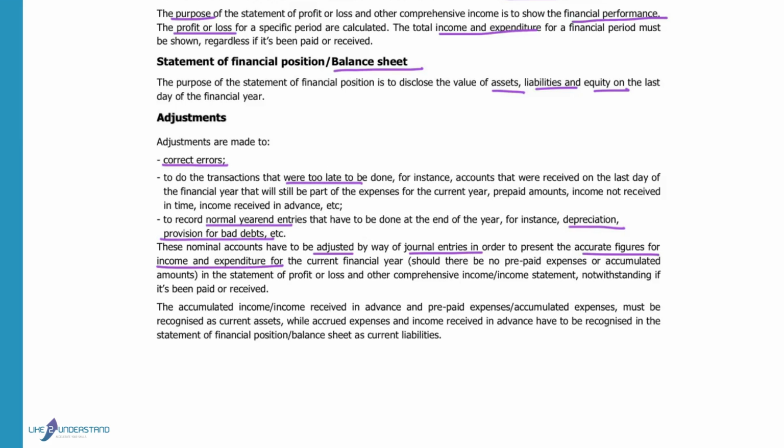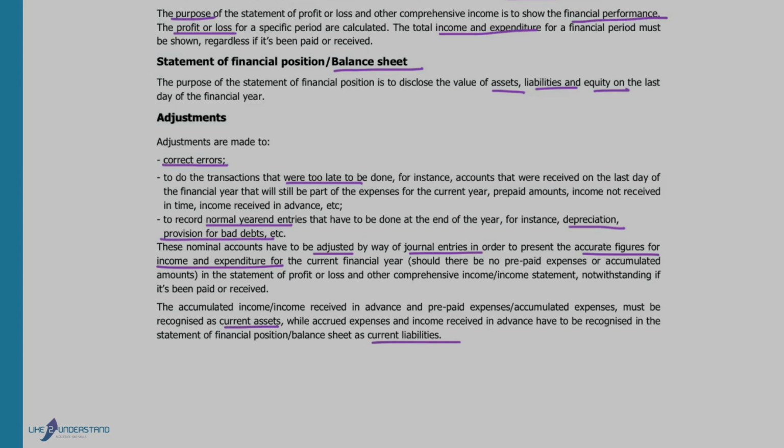Any accumulated income received in advance, prepaid expenses, accrued expenses must be recognized as current assets, while accrued expenses and income received in advance must be recognized as current liabilities.